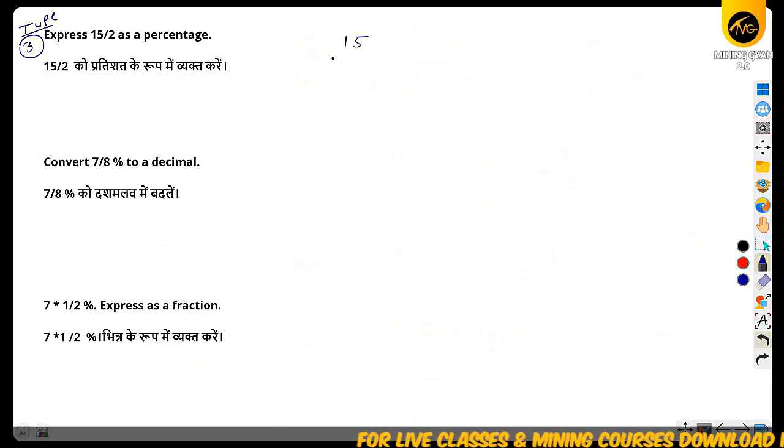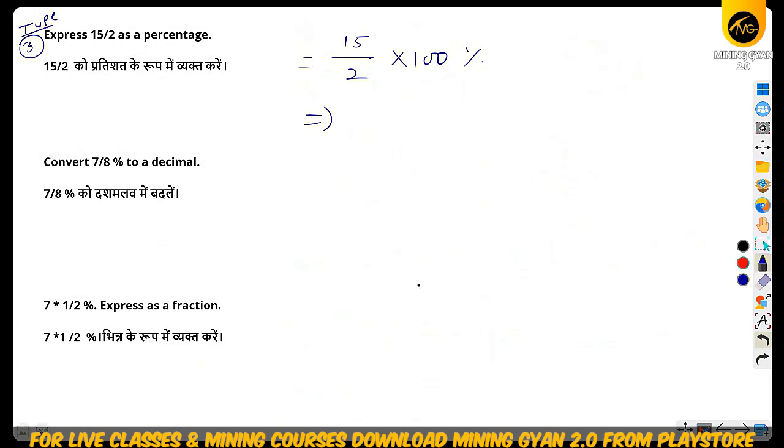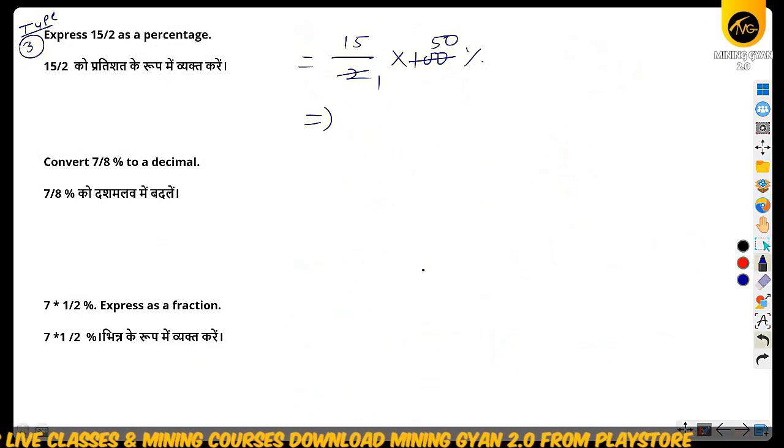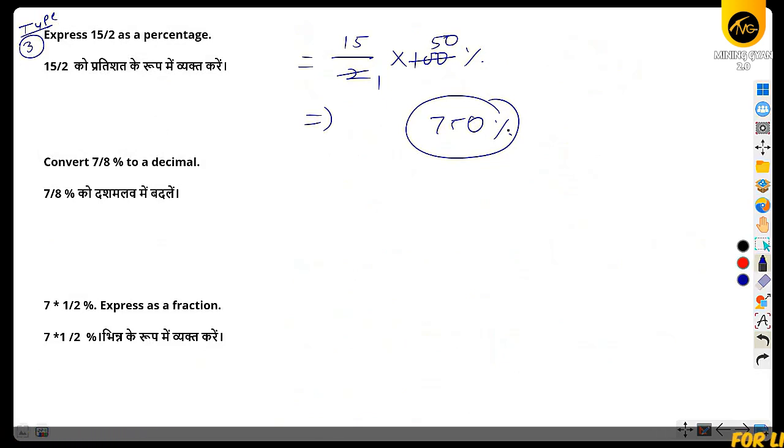Like 15 divided by 2, just multiply by 100 and you will get the percentage of this fractional number. So what will be the percentage of this number? 2 1s are 2 and 2 5s are 10. Just multiply the 15 into 50, so 0.75. So 7500, 750 by 100. Okay, 750%. Now similarly convert the 7 divided by 8% into the decimal.